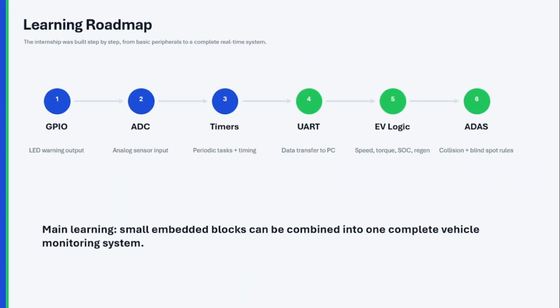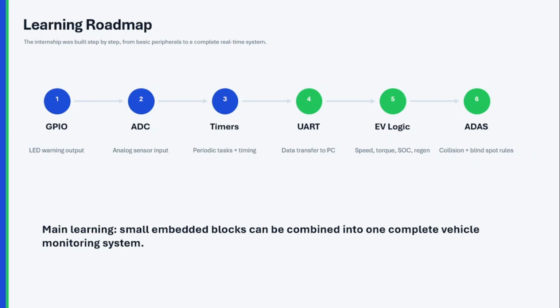My learning roadmap: first I learned the basics, GPIO, and then moved to ADC, then timers and UART. After understanding these basics, I moved to EV logic, which is speed, torque, SOC and regenerative braking, and then I learned ADAS concepts like collision warning systems and blind spot detection.